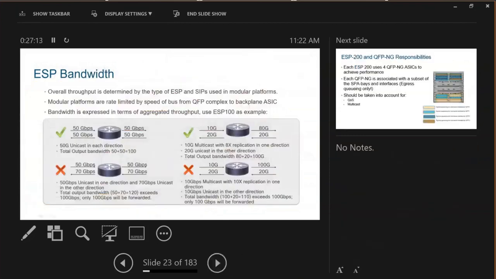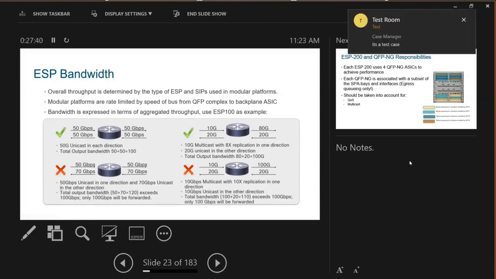So ESP bandwidth: how to calculate the ESP bandwidth? ESP bandwidth should be calculated based on the egress traffic, not the ingress traffic. It will be based on the egress traffic. As I was telling, it will be limited by the speed of the buses that connect the QFP complex to the backplane ASIC. So it will ultimately depend on buses like ESI, the throughput.